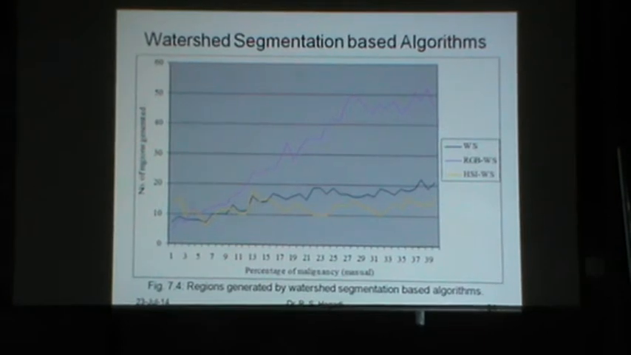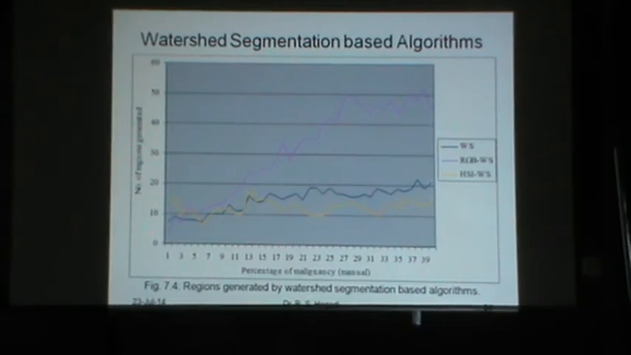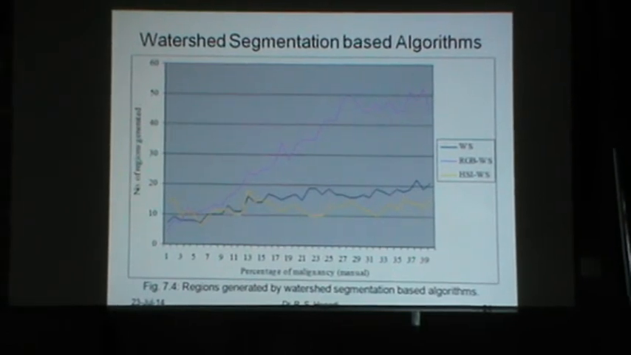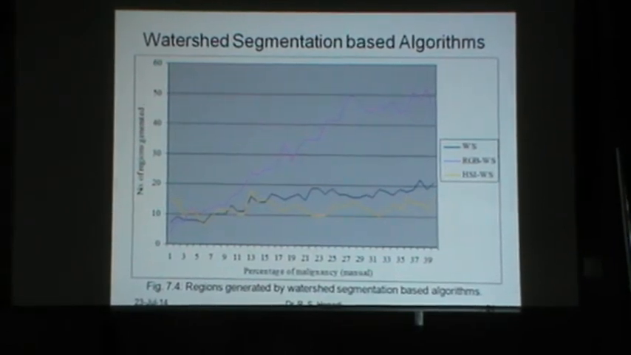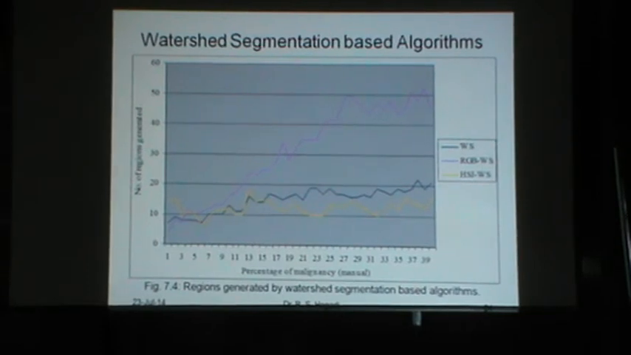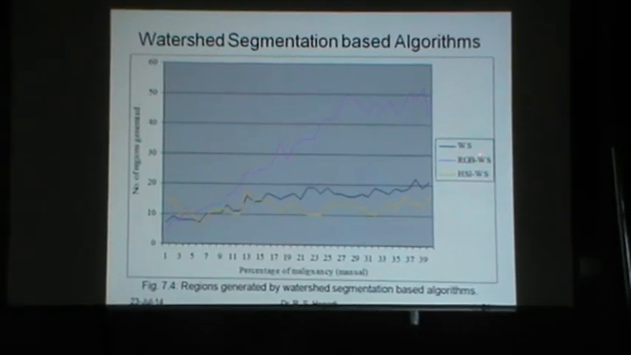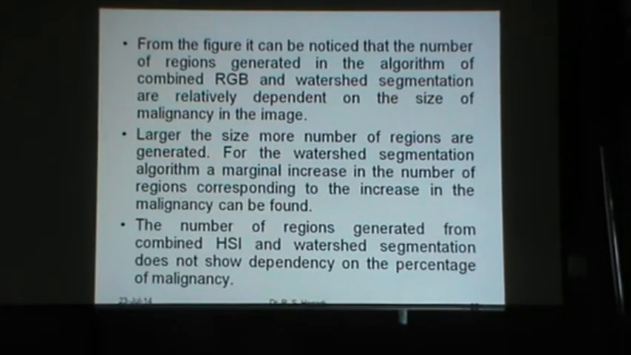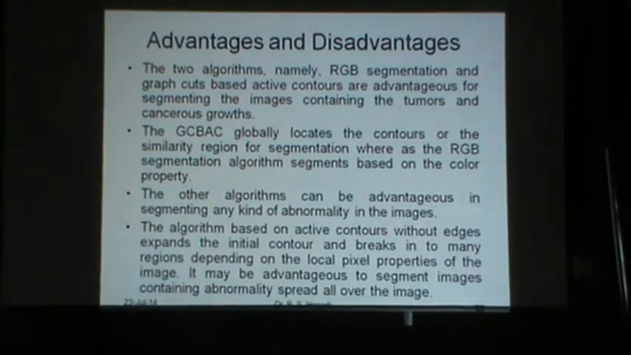Then we have compared three watershed segmentation based techniques: normal watershed segmentation directly on the image, then RGB segmentation followed by watershed segmentation, then HSI segmentation followed by watershed segmentation. The performance of RGB in combination with the watershed segmentation is quite good as compared to the other techniques. So this is what we can find from these results.